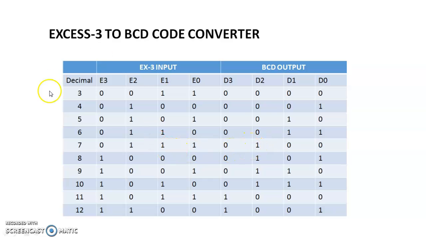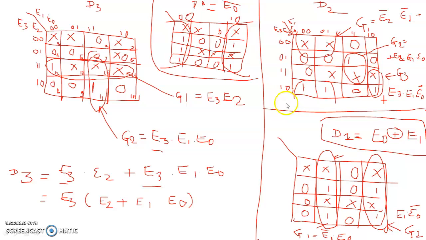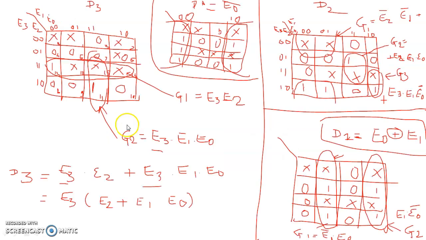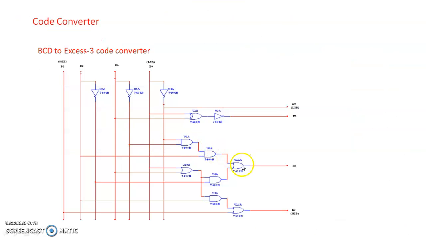After that, in the same way we will find out the XS3 to BCD outputs till 12, and after that we have to find the K map for the D3, D2, D1 and D0 outputs, and whatever expression we get from the K map, we will draw the circuit diagram. So this is the conversion from XS3 to BCD. We will find out the expression, and after that we will draw the circuit diagram. Okay, so this is the circuit diagram for the BCD to XS3 code converter.